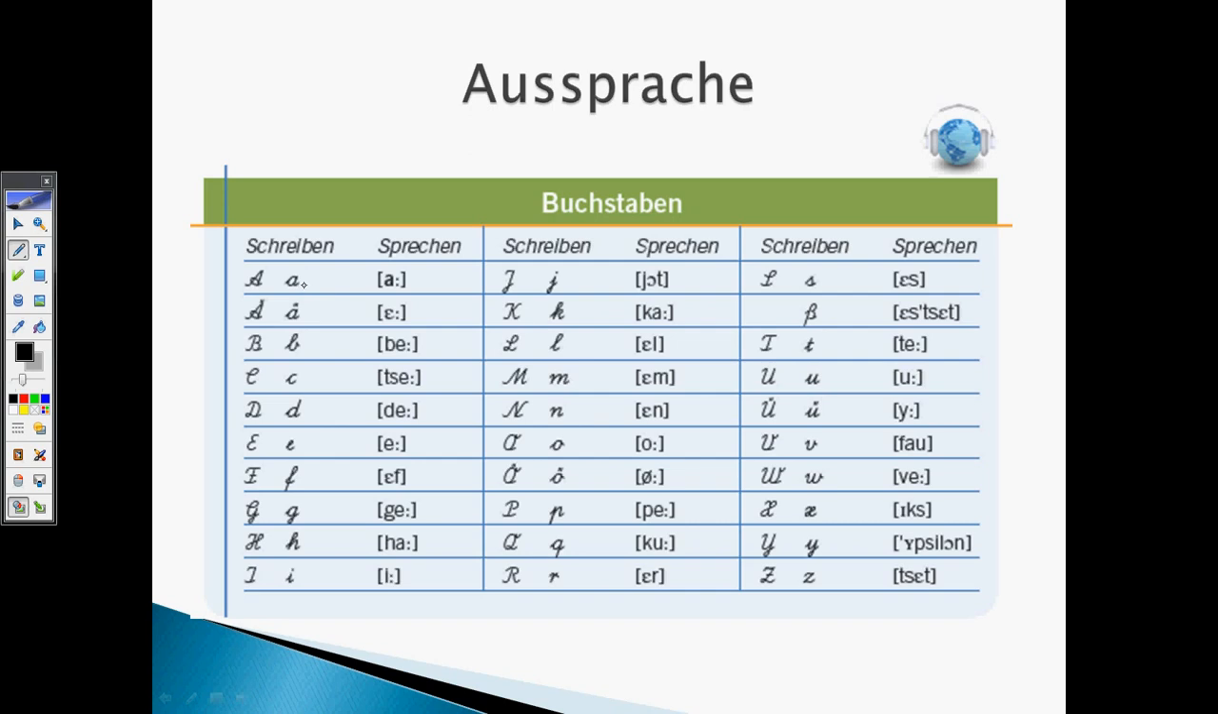So here we have A. That's a normal A sound, right? A. And then we have E. A. E. Good. And here's the O, and then the O umlaut, right? O. Ö. And then with the U, we have U. Ü.